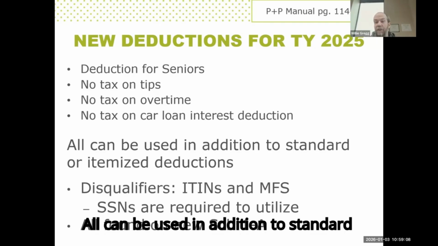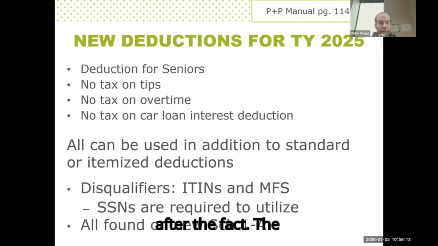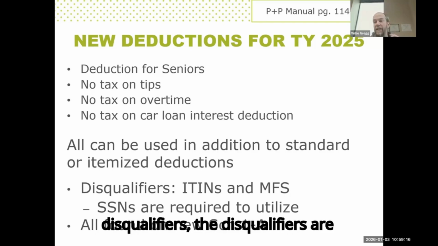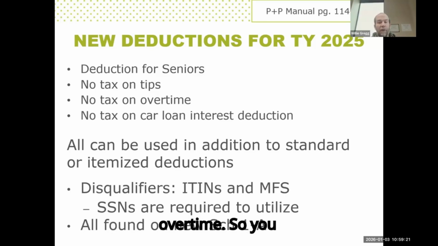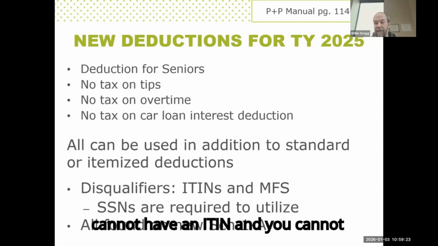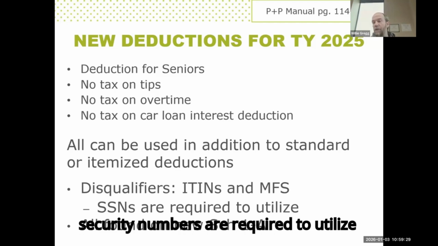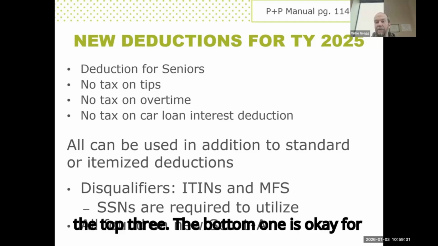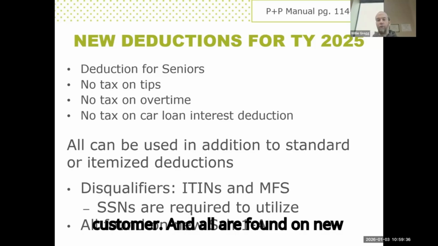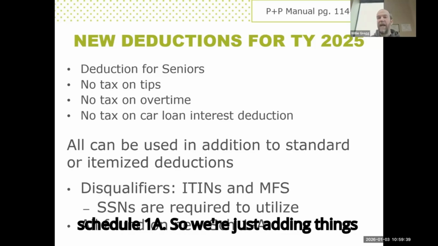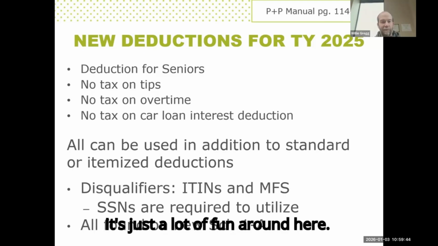All can be used in addition to standard or itemized deductions, alongside them and after the fact. The disqualifiers for the top three, the seniors, tips, and overtime: you cannot have an ITIN and you cannot file married filing separately. Social Security numbers are required to use the top three. The bottom one is okay for an ITIN and a married filing separate customer. And all are found on new Schedule 1A. So we're just adding things and adding forms and adding schedules. It's just a lot of fun around here.